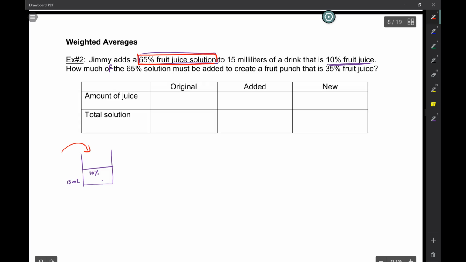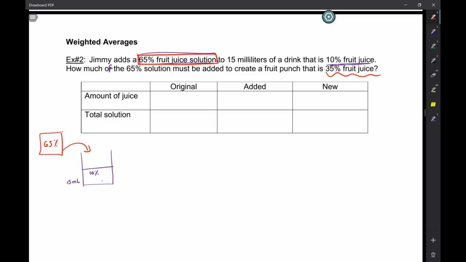But if he's adding from one that's 65% to one that's 10%, he's going to come up with a concentration that's somewhere in the middle. If the red one is super sweet and this one tastes like water, when he mixes them, the mixture is going to be somewhere in between. So how much should he add to get 35% fruit juice? That's his preferred percentage of fruit juice. So how much does he have to add?